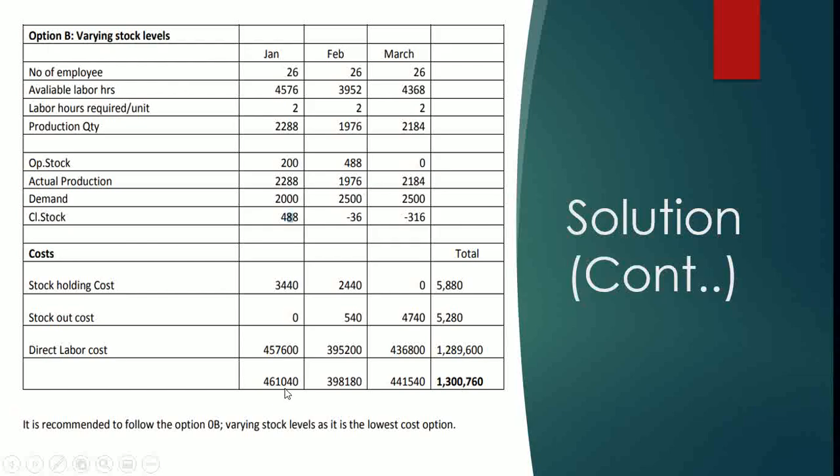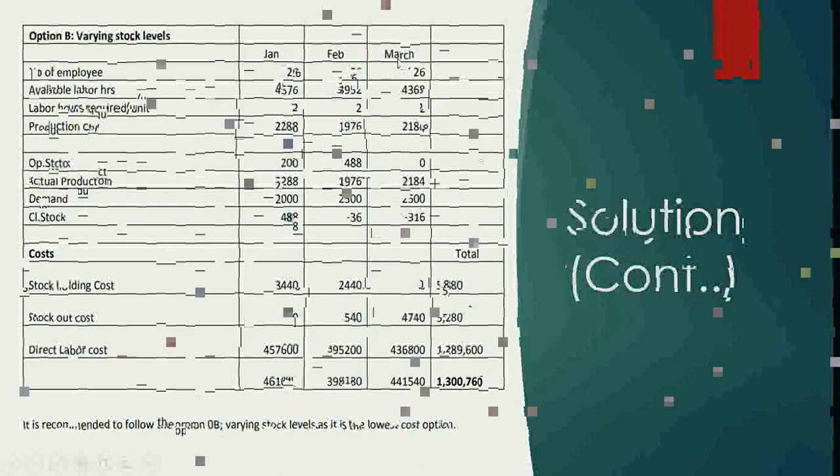So here in option B, as per our computation, we used our existing employee level and we produced the production for each month based on their maximum capacity level. So according to that, we only adjusted our stock levels. So here you can see in January there is a closing stock, but in February the closing stock is minus. It's not actually closing stock, it is actually stock shortage. This is also actually a stock shortage. So there won't be any closing stock in February, there won't be any opening stock for March then.